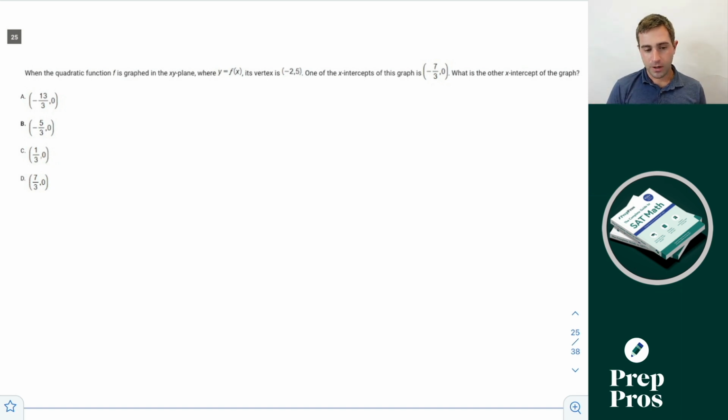When the quadratic function f is graphed in the xy plane, its vertex is negative 2, 5. One of the x-intercepts of this graph is negative 7/3. What is the other x-intercept of this graph? Man, I was nailing a ton of stuff that showed up on this test.